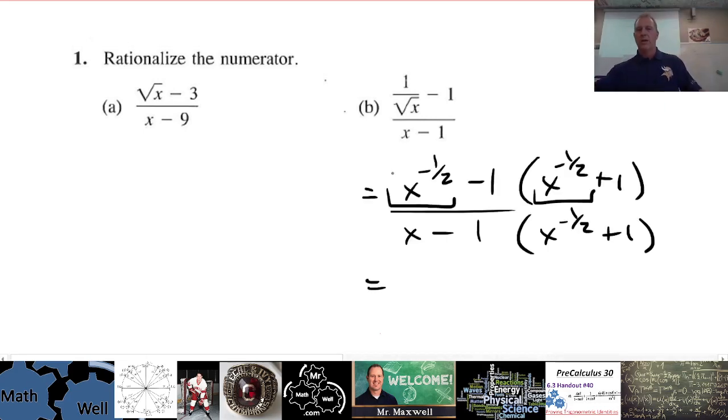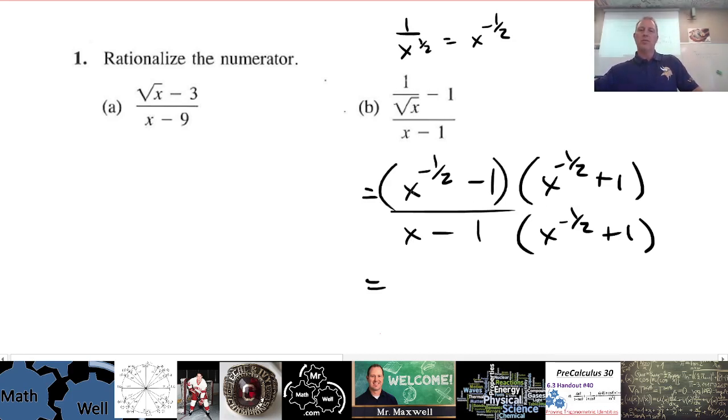Reminder, what you can do is 1 over root x is the same as 1 over x to the 1/2 or x to the negative 1/2. If you like that better, this is what I started to do over here for b. You don't have to do it this way, but when you multiply these out, remember you add exponents when you have bases that are the same. So a FOIL method here, this would be x to the negative 1, right? And then it's going to be a difference of squares, we know that, so it's going to be minus 1.